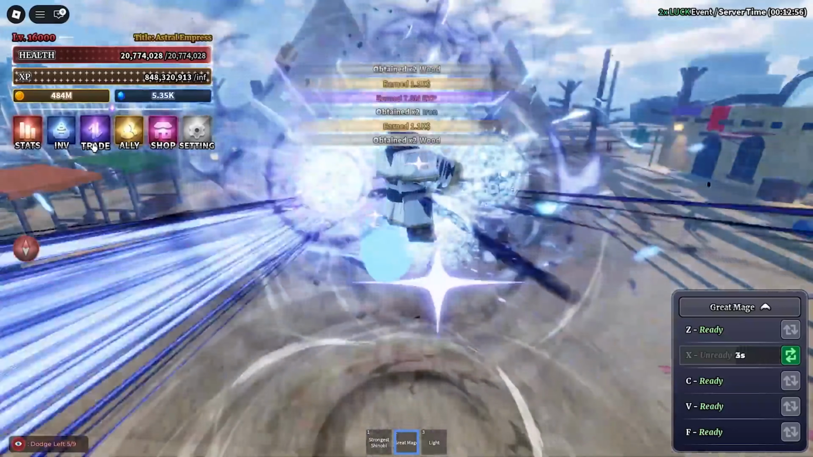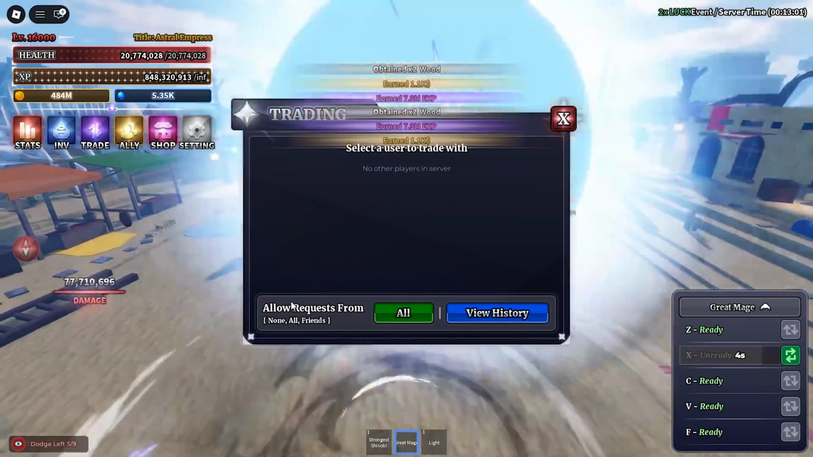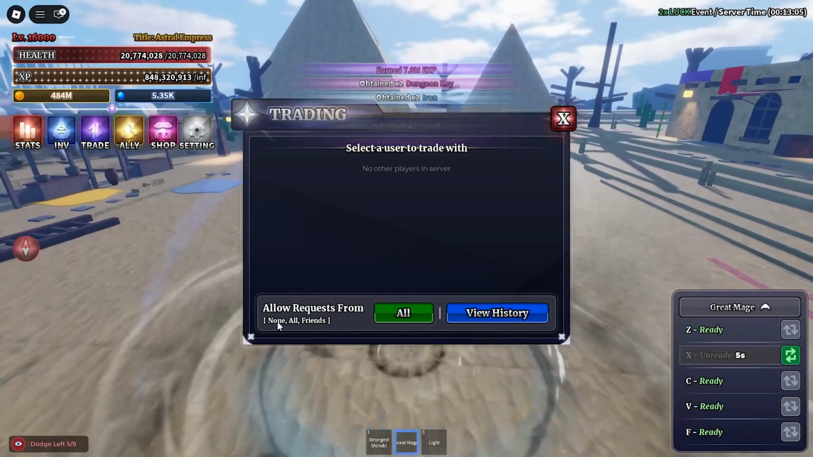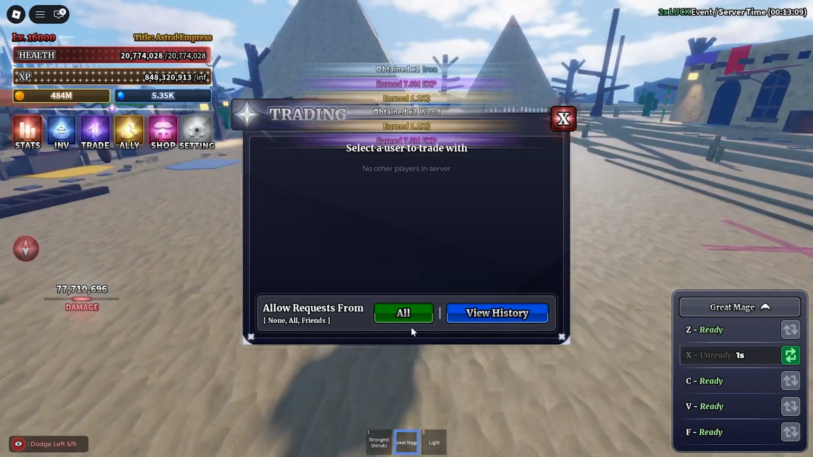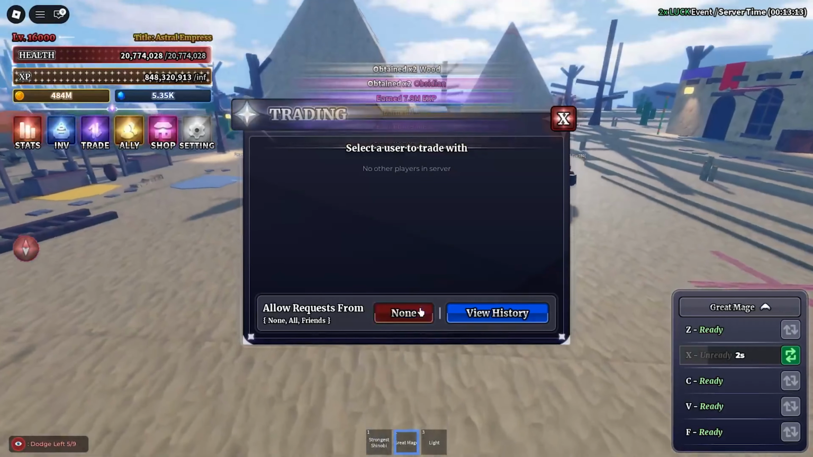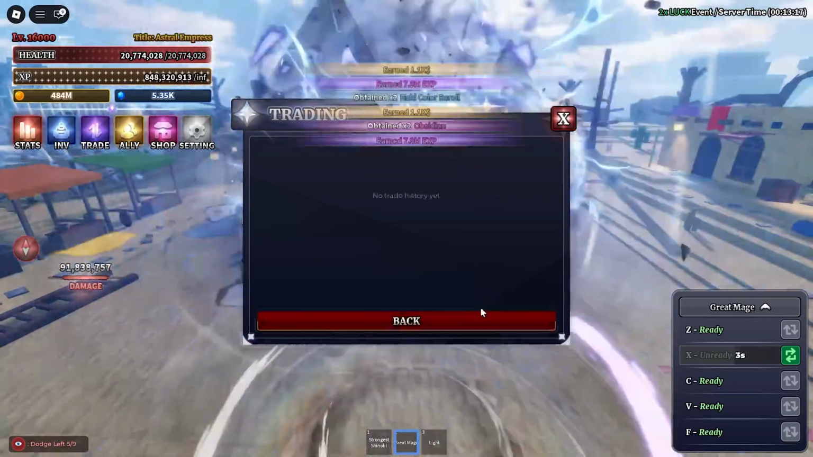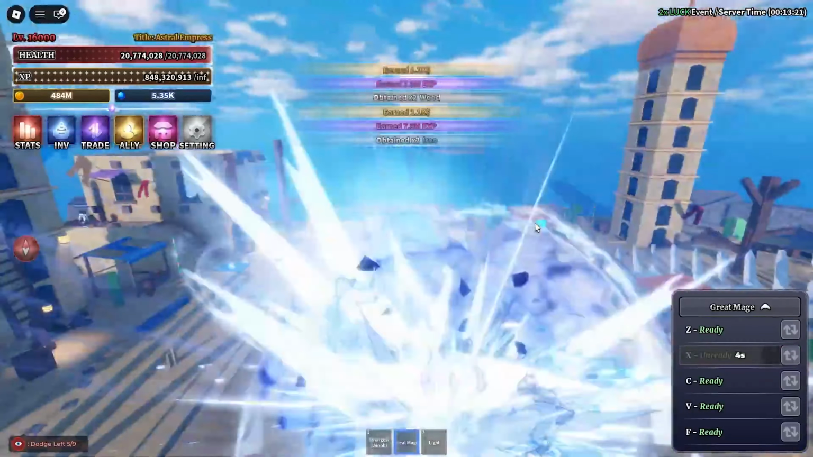But first things first, you need to hit trade and open up the trade menu from this left-hand sidebar. You're going to see a section that says allow requests from, and this can be set to all. You can also change it to none and friends. So essentially, if you want to block trades with a specific person, you just need to go ahead and adjust this. So now only friends would be able to trade with you, no one would be able to trade with you, or everyone would be able to trade with you. You can also view your history in here as well if you have any trade history. But that's actually the full process right here.